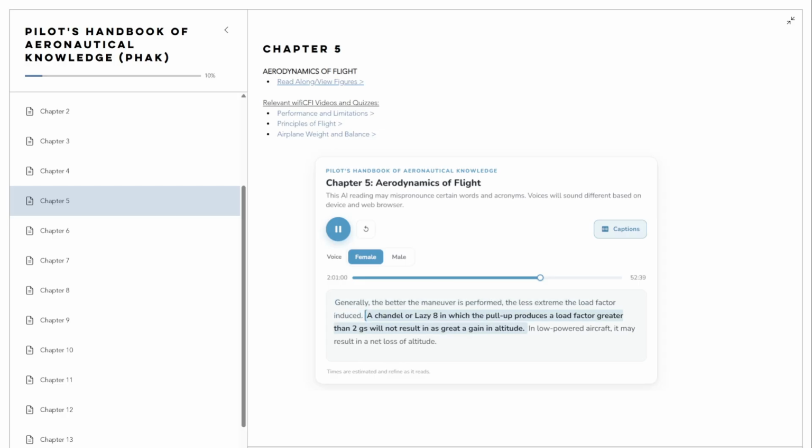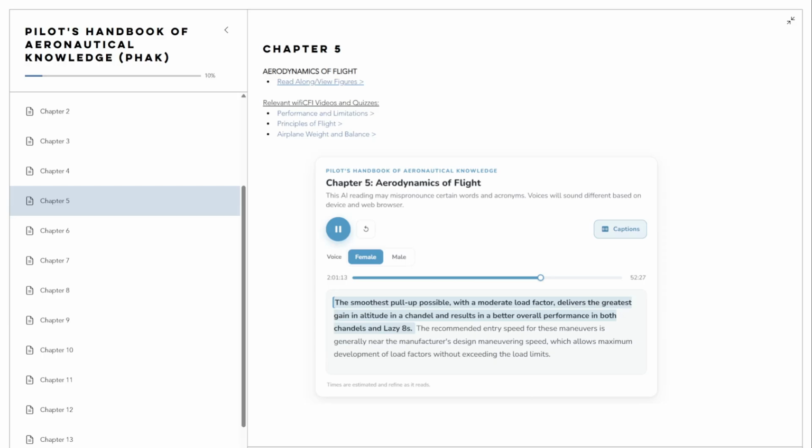A chandelle or lazy 8 in which the pull-up produces a load factor greater than 2 gs will not result in as great a gain in altitude. In low-powered aircraft, it may result in a net loss of altitude. The smoothest pull-up possible, with a moderate load factor, delivers the greatest gain in altitude in a chandelle and results in a better overall performance in both chandelles and lazy 8s.